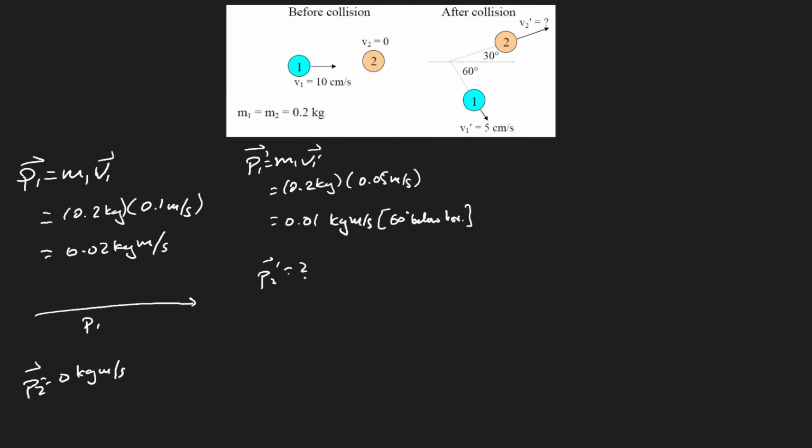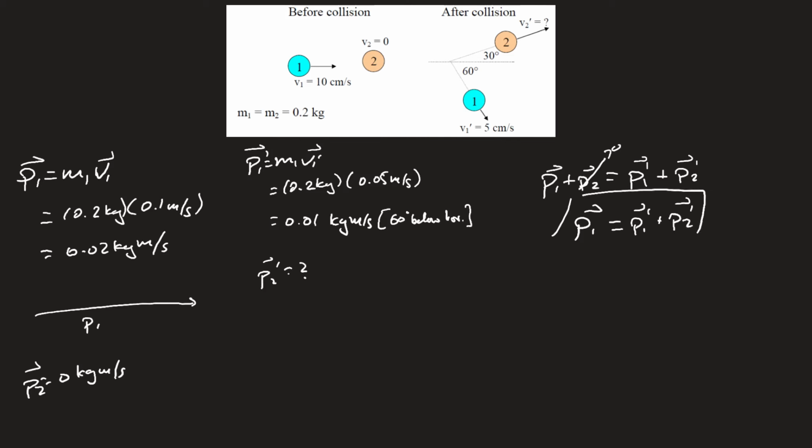We can also make a really interesting statement here, which is going to take us to our next step. And that statement is that P1 plus P2 equals P1 prime plus P2 prime. But since we know P2 goes to 0, we can say that P1 equals P1 prime plus P2 prime. Well, of course, since these are vectors, this is just a vector addition statement. And we know that when we add vectors, we add them head to tail. So what does this actually look like?